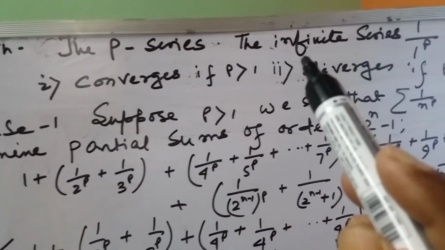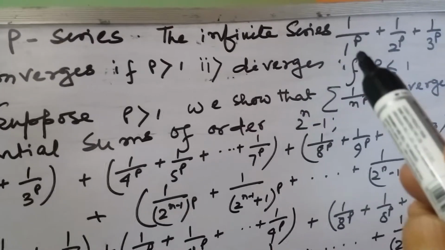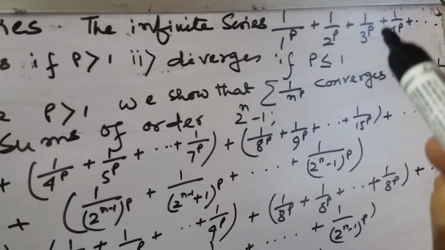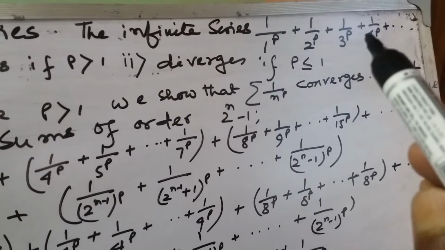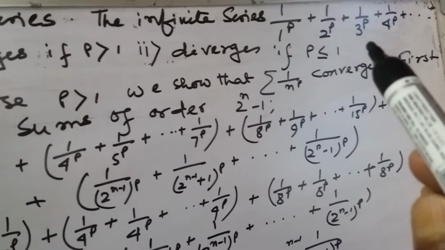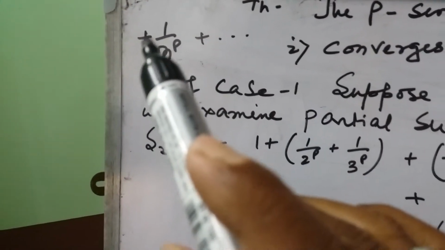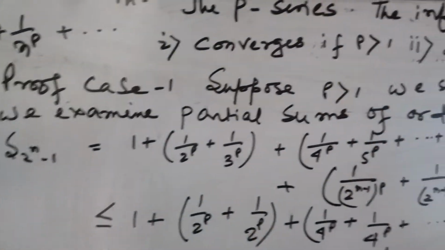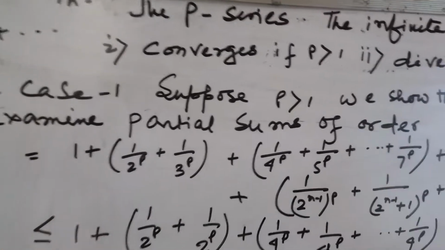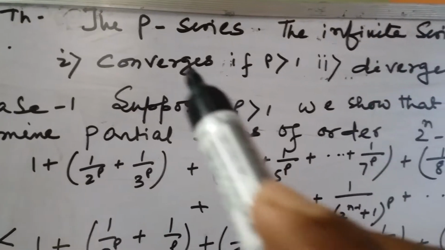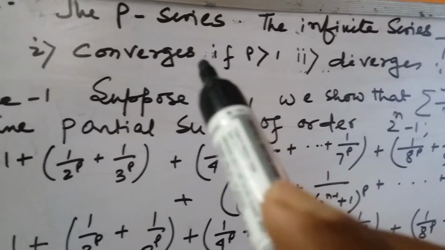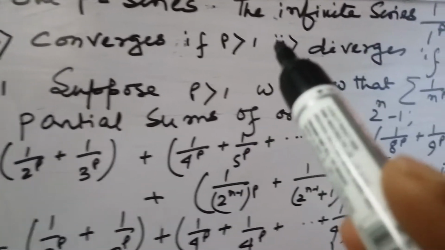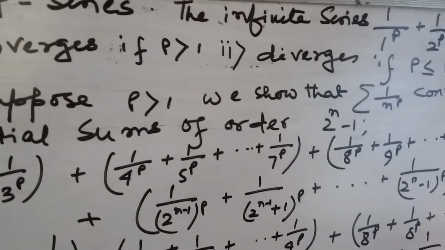The P series, the infinite series 1 by 1 to the power p plus 1 by 2 to the power p plus 1 by 3 to the power p plus 1 by 4 to the power p, in this way, 1 by n to the power p plus dot dot dot. This series converges if p is greater than 1.